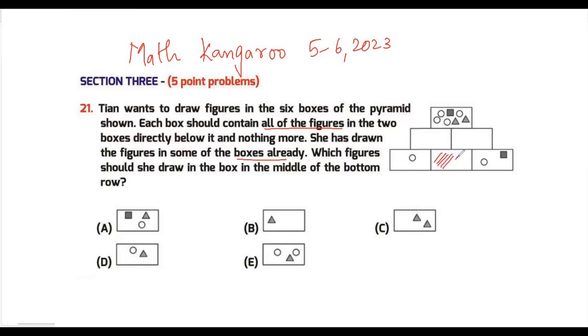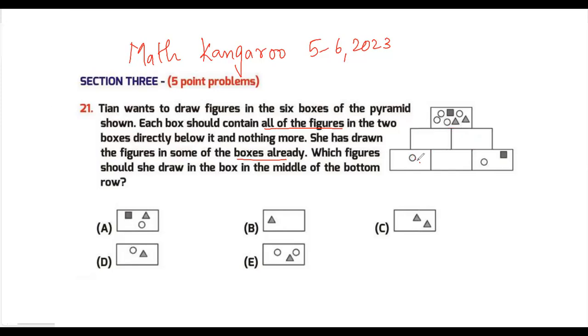So they're asking what should be drawn here. Now the question says this is a pyramid of 6 boxes, 1 2 3 4 5 6. So basically what it means is if this particular box has all these shapes, so these shapes should come from these 2 boxes. Whatever shape is here should come from this box, whatever shape is here should come from this box, and for this box it has to come from this and this, and for this box it has to come from this and this. So that is the question.